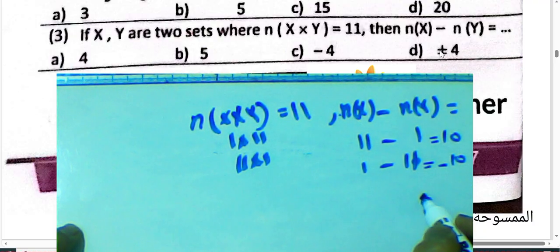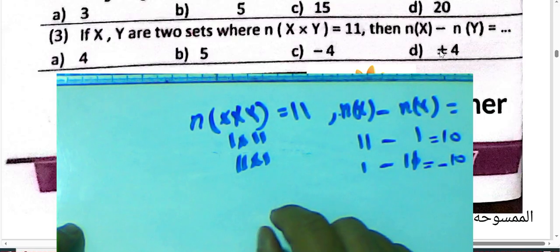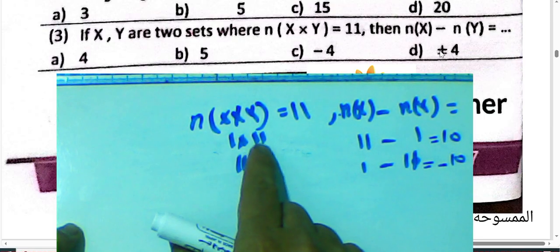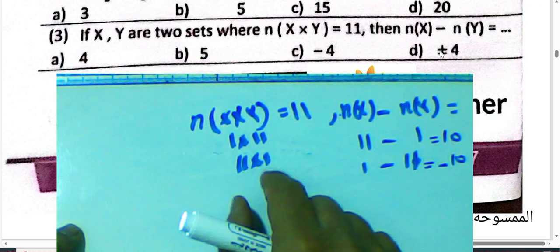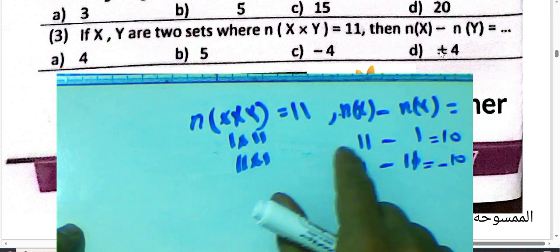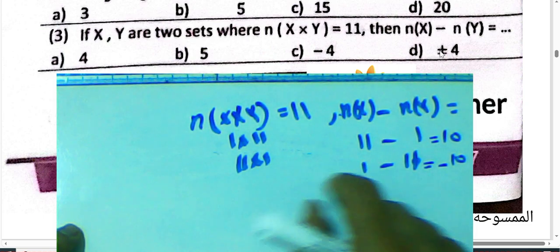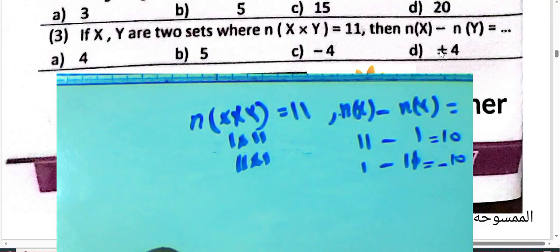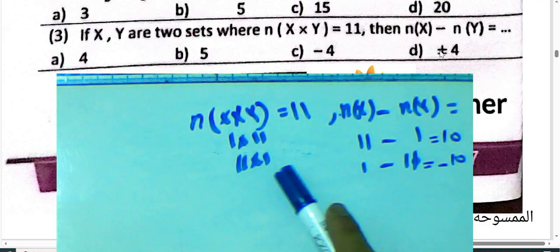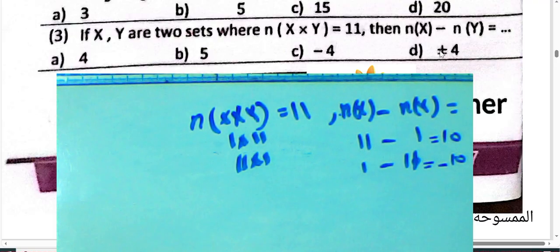Then we have the answer here. He gives me 11 as the number of elements of x times y. 1 times 11 equals 11, or 11 times 1. He wants to find the difference between 11 and 1: 11 minus 1 equals 10, or 1 minus 11 equals negative 10. The number of elements of the Cartesian product x and y equals 11, and 11 is a prime number. 11 equals 1 times 11 or 11 times 1. The difference between them equals 10 or negative 10.